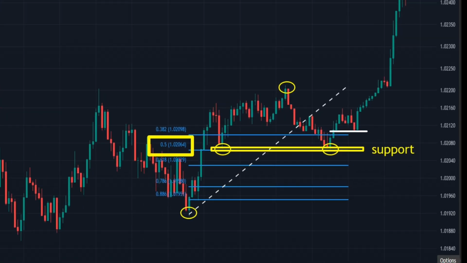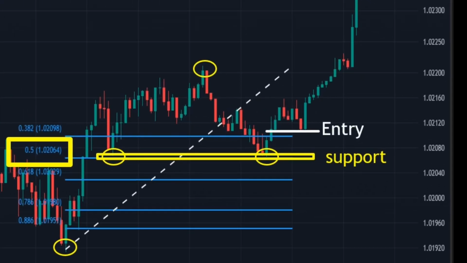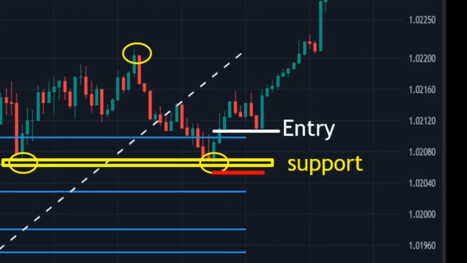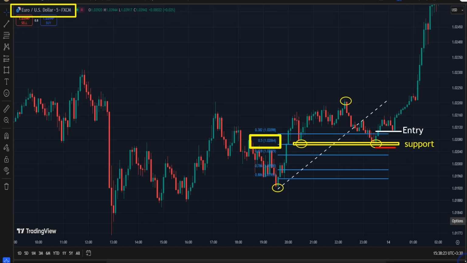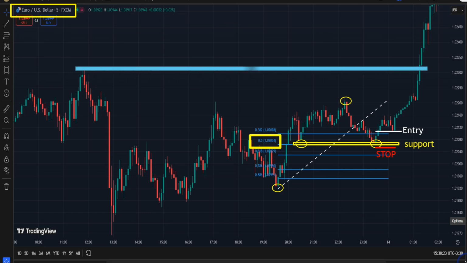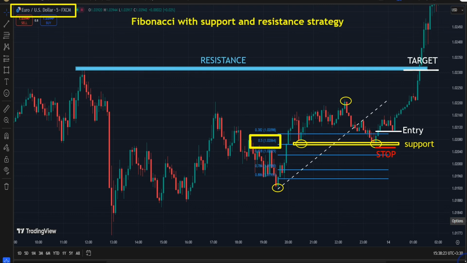We placed our entry above the bullish candlestick and set the stop loss below the support level. The target price was set at the resistance level, or the highest price point in the structure. As a result, the price reached the target perfectly. The combination of Fibonacci with support and resistance formed a solid strategy for us.